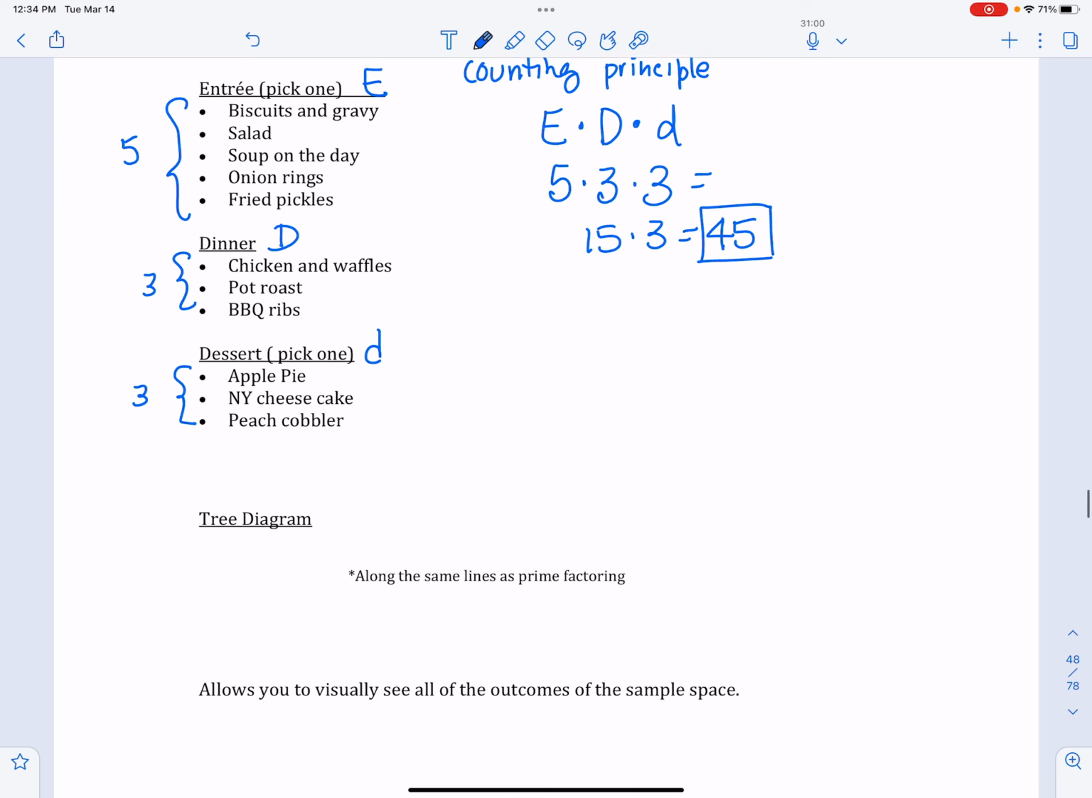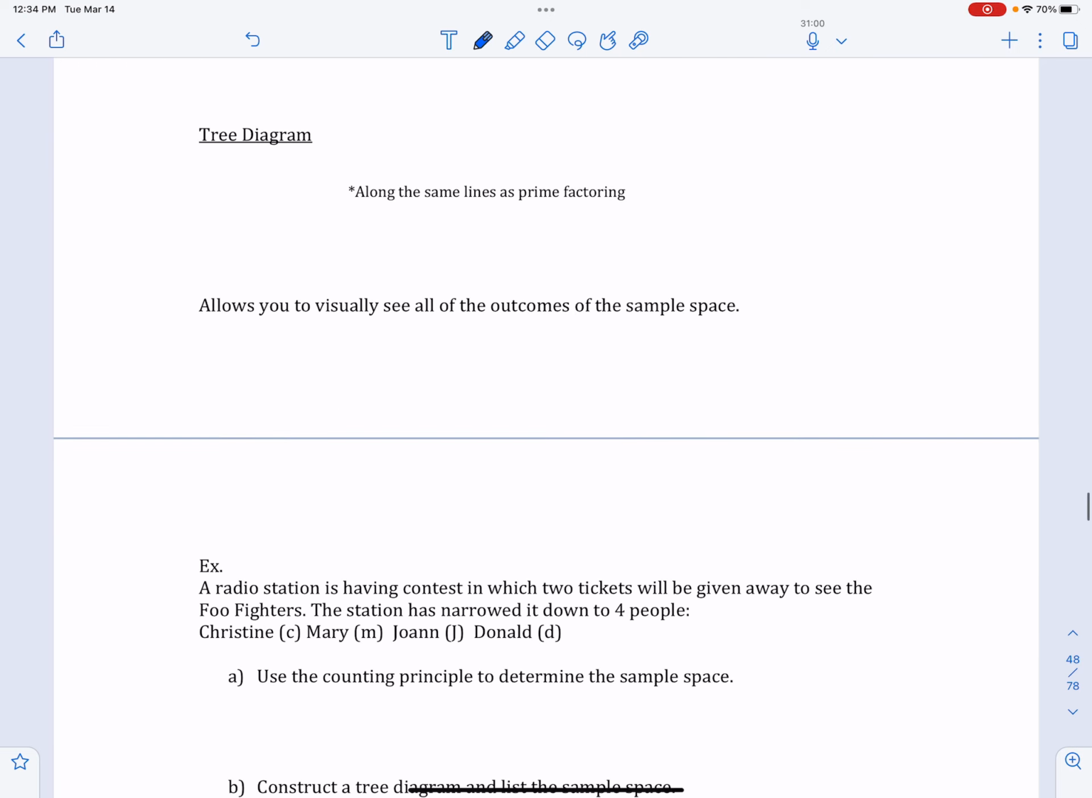So that brings us to tree diagrams. If you've ever done prime factoring, it kind of looks like this, but on the side. As a reminder, prime factoring is breaking down a number that is not prime into prime values. So 20 becomes 2 times 10, and 10 is 2 times 5. If I prime factor 20, I look at the end of my branches, and I get those prime numbers, which is 2, 2, and 5. What a tree diagram allows you to do, similar to prime factoring, is see all possible outcomes of the sample space.